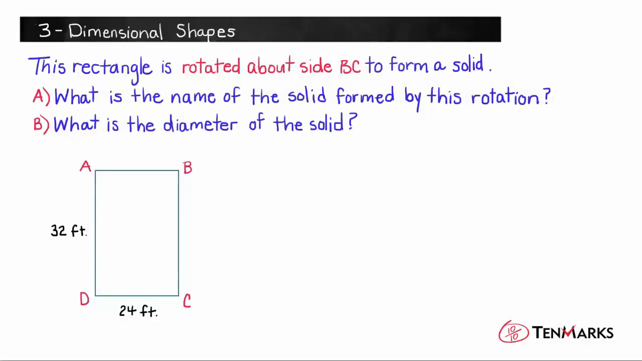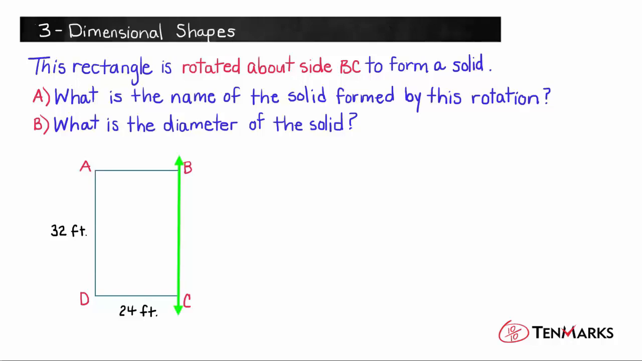In this lesson, we're going to look at three-dimensional shapes. For our first question, we're given that this rectangle is rotated about side BC to form a solid. The questions are A, what is the name of the solid formed by this rotation, and B, what is the diameter of that solid? We'll rotate this rectangle using side BC as the axis of rotation.